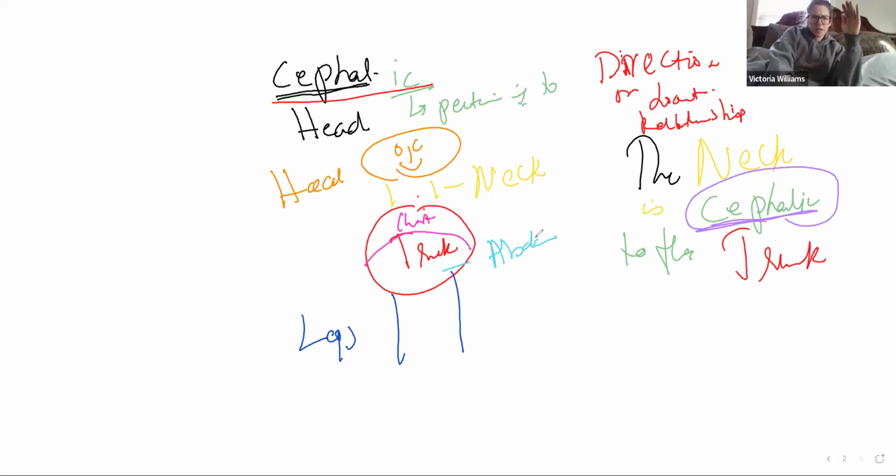So basically, it's whatever is above the other body part, or however you want to put it, because it's towards the head. So the trunk wouldn't be cephalic to the neck. The neck would be cephalic to the trunk, correct? Exactly. So whatever's above, in the sense of towards the head.